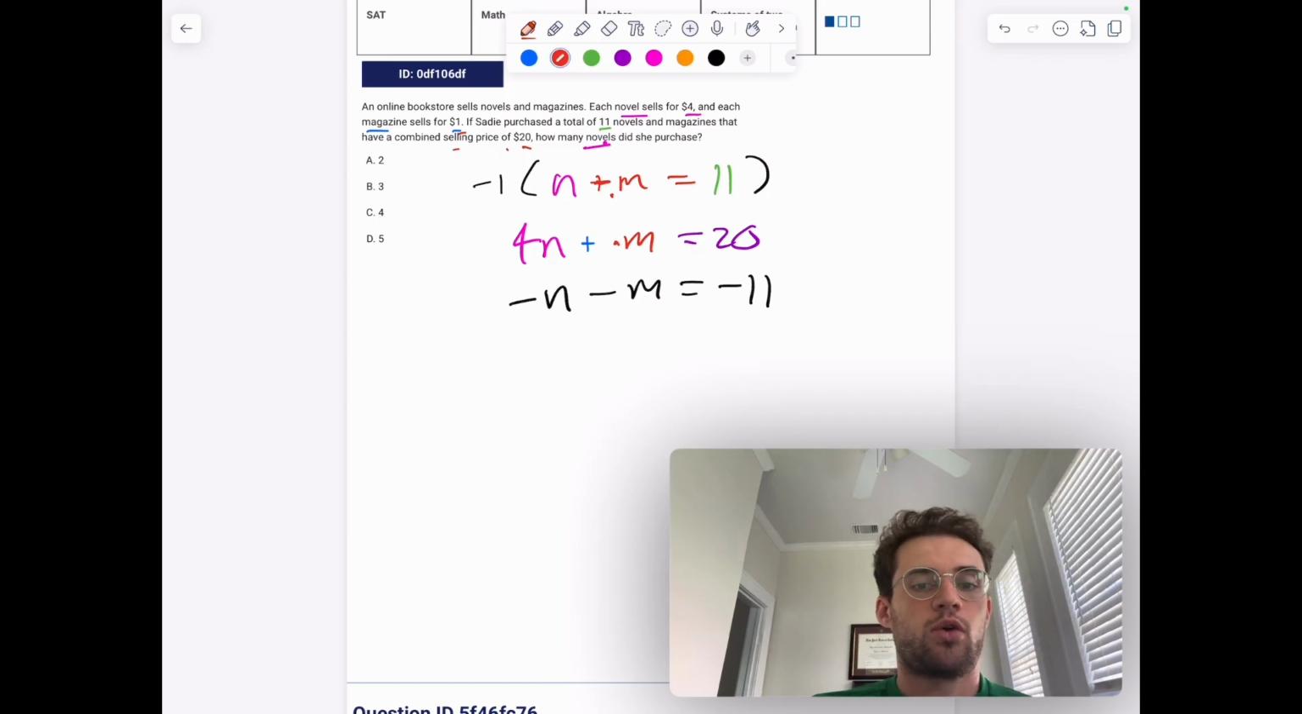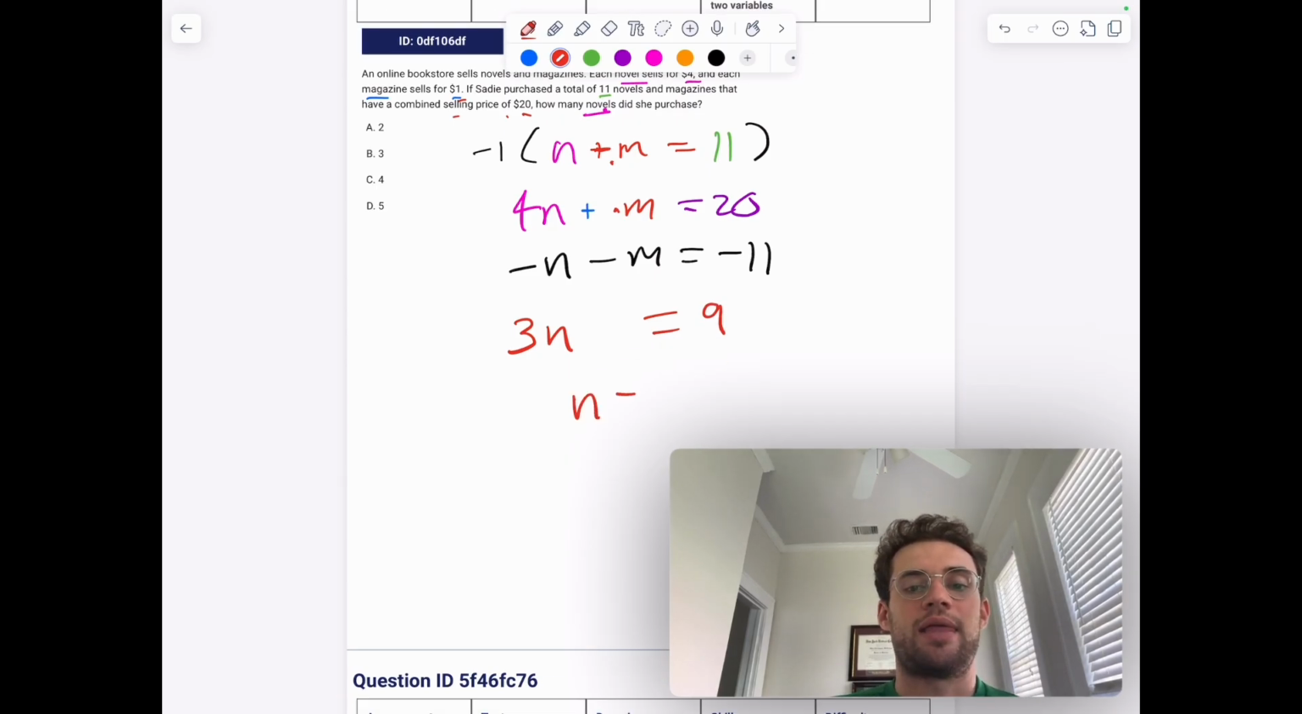So in this case, 4n minus n gives us 3n. You can think of it as 4n plus negative n. And then m plus negative m would give you 0, so it would cancel out. And then 20 plus negative 11 would give you 9. So 3 times n is equal to 9. And then you just divide both sides by 3. And it gives us that n is equal to 3. Or you think 3 times 3 makes 9.